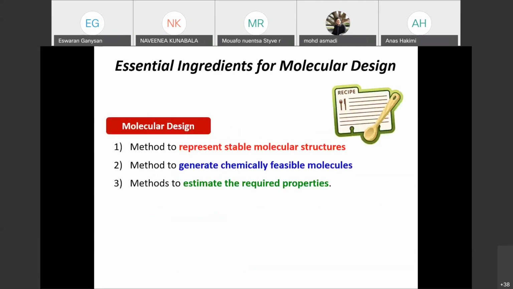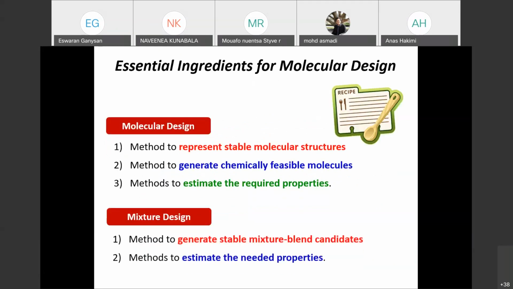So the essential ingredients for molecular design: first, a method to present stable molecular structures, a method to generate chemically feasible molecules, as well as a method to estimate the required properties. For mixture design, the methods are to generate stable mixture blends, as well as a method to estimate the needed properties. This is the comparison between molecular as well as mixture design. So you have to remember this one.